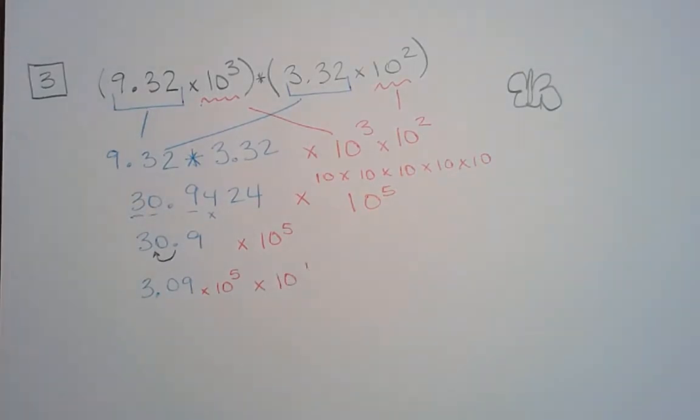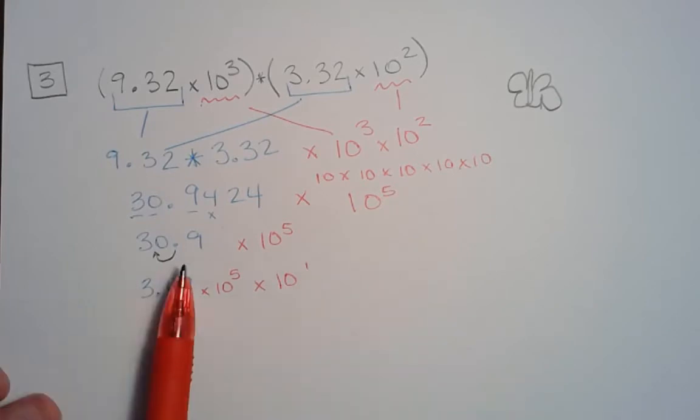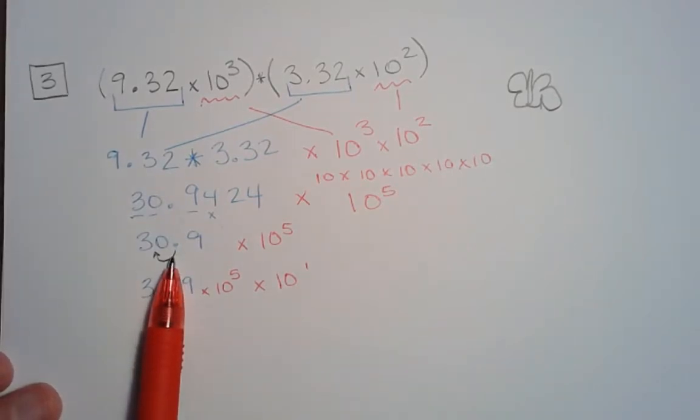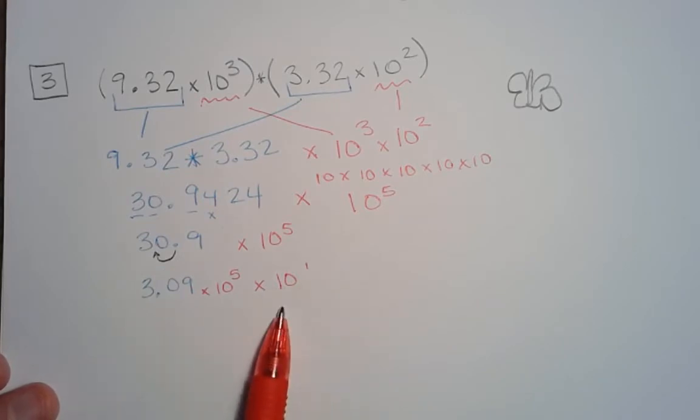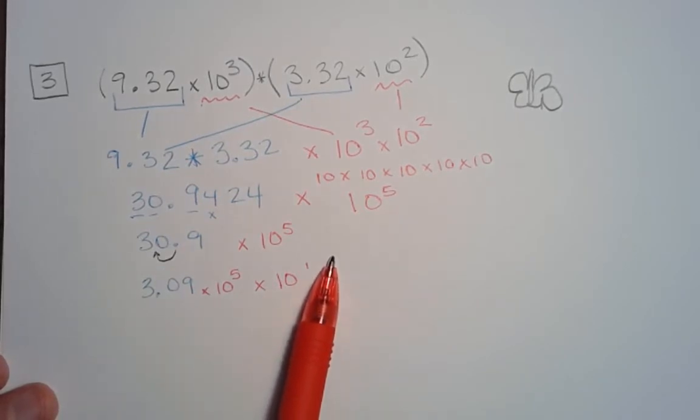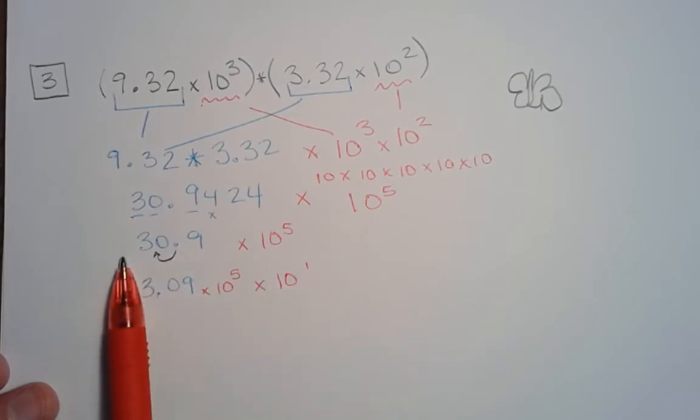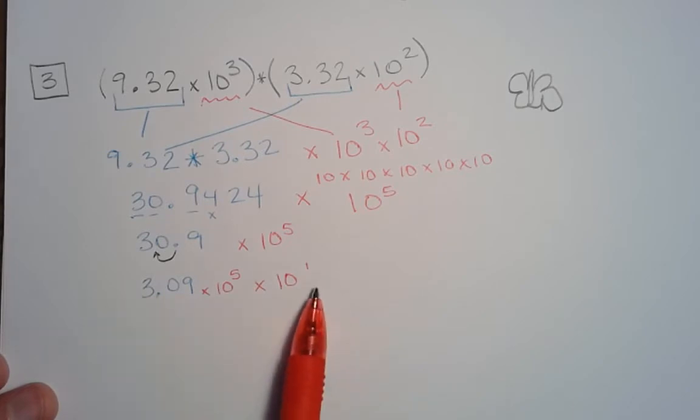So there's going to be something about scientific notation here because we moved it 1 time. We went from a big number, 30.9 is big, 3.09 is small. We moved it 1 time. Since we moved our decimal 1 time to make our number smaller, we're going to change our exponent 1 time to make our number bigger.